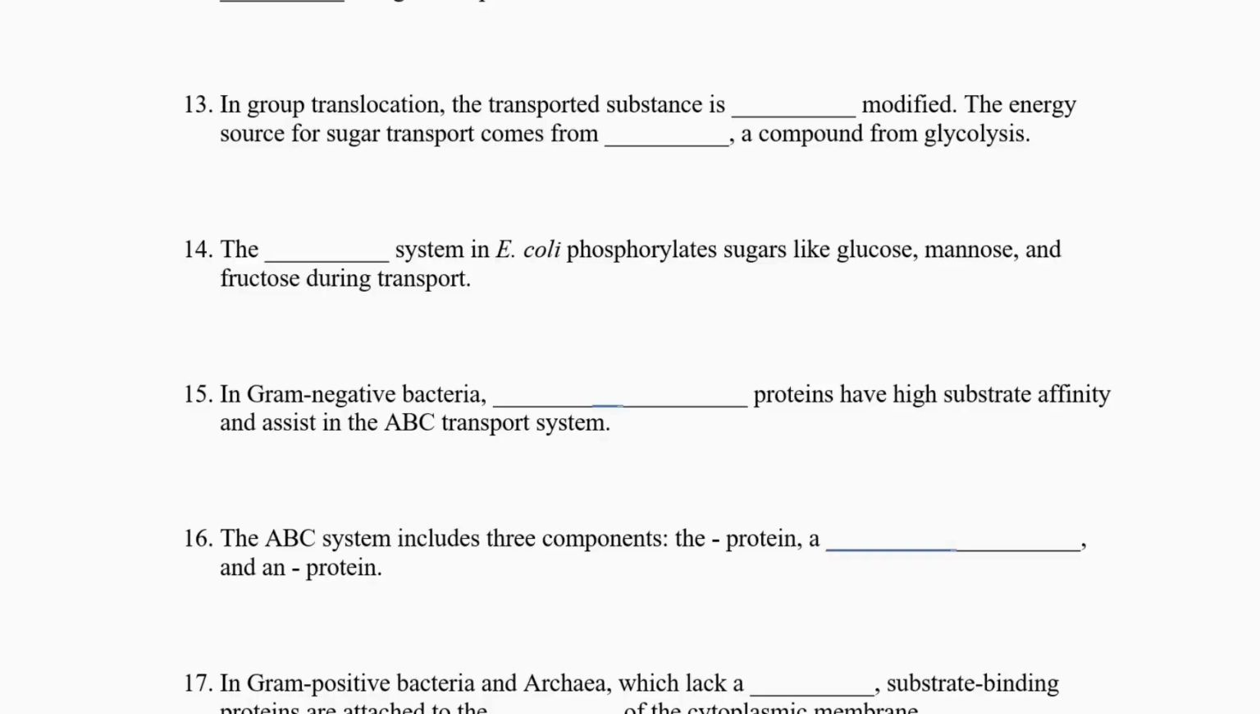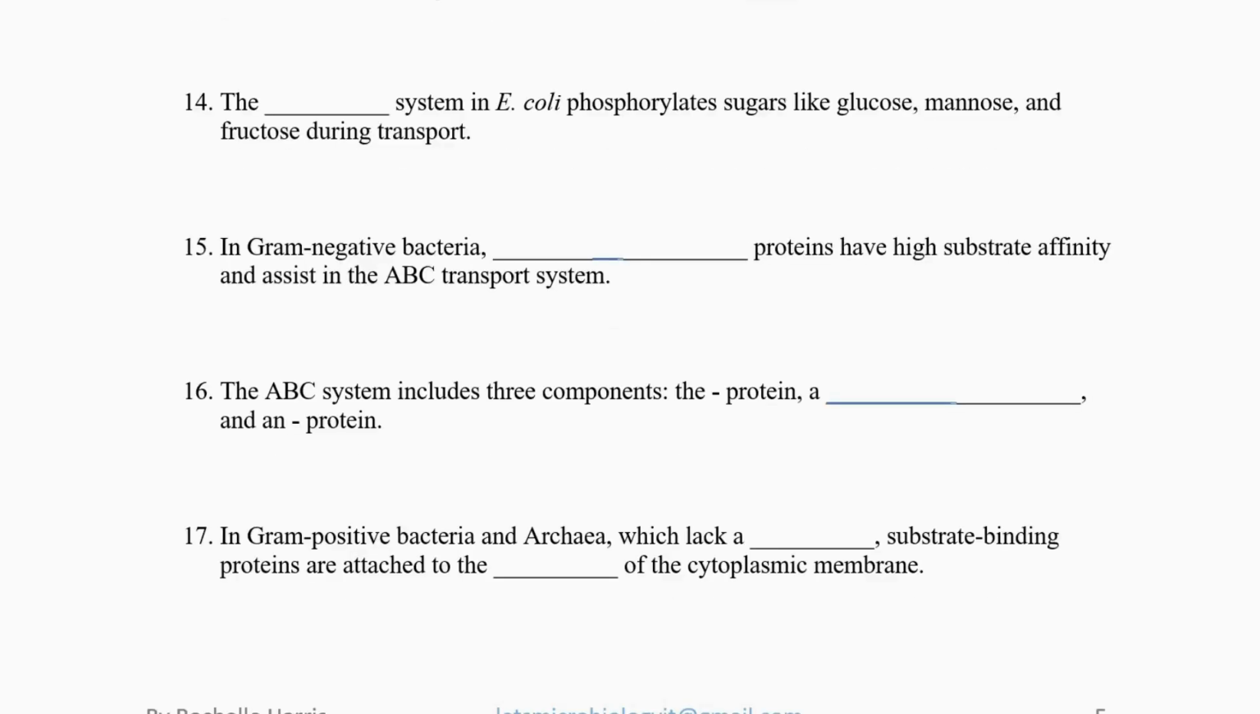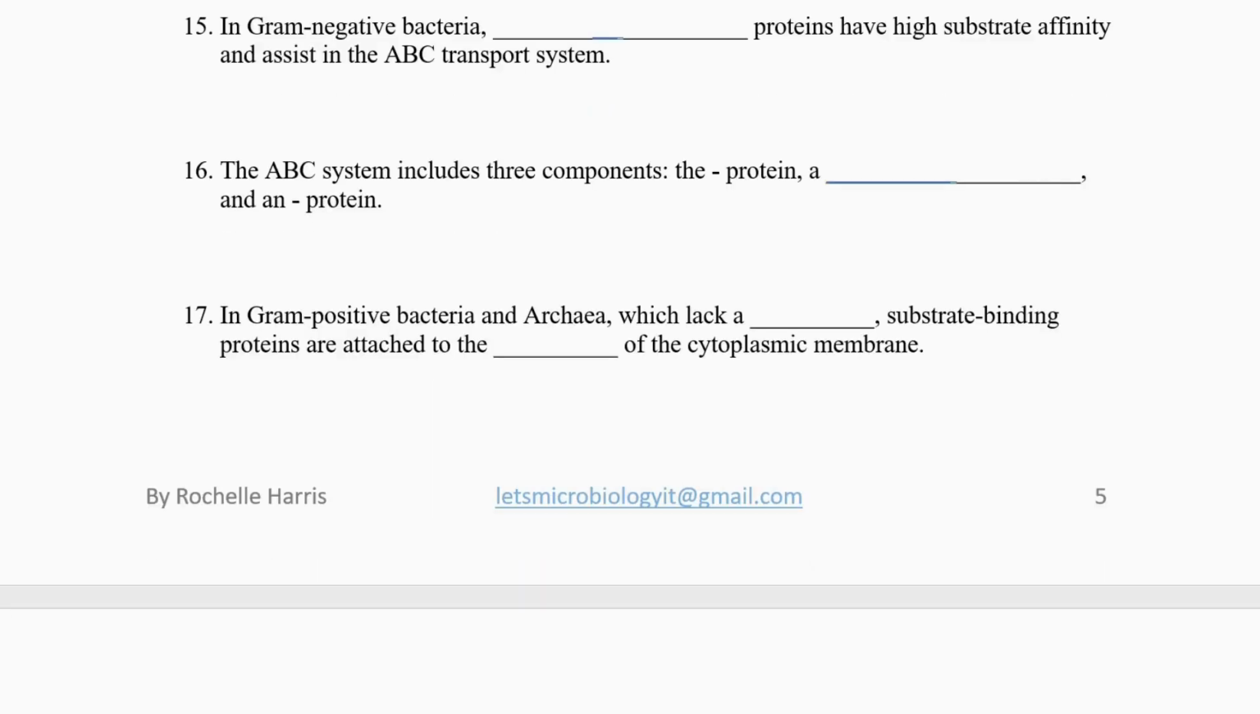15. In gram-negative bacteria, blank proteins have high substrate affinity and assist in the ABC transport system. 16. The ABC system includes three components: the protein, a blank, and a protein. 17. In gram-positive bacteria and archaea, which lack a blank, substrate binding proteins are attached to the blank of the cytoplasmic membrane. So that's the end of our first worksheet.